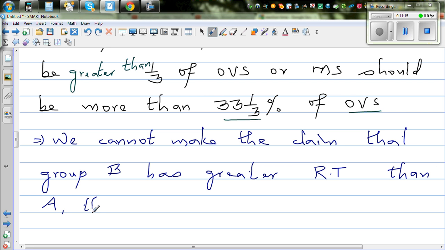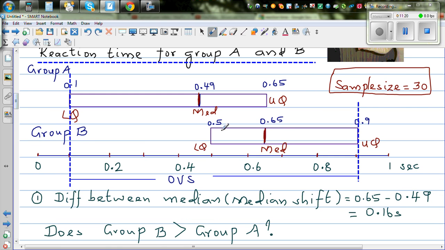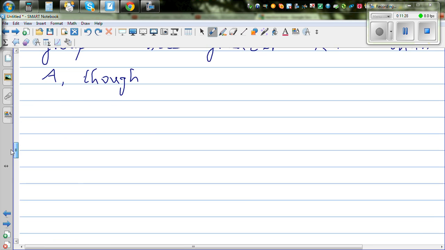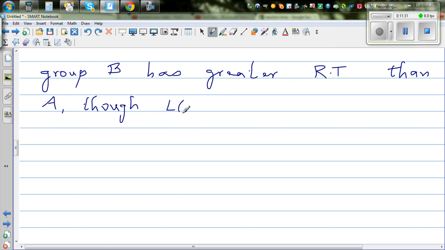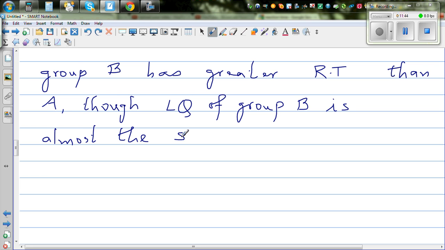Though this is one thing that you may wonder, though, what are we saying? The lower quartile of group B is almost the same as the median of group A. Now what does that mean in terms of percentage? So I'll only make that statement.